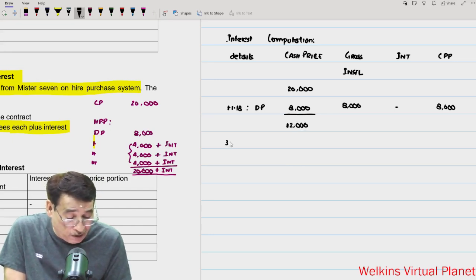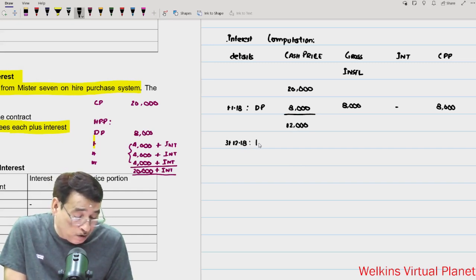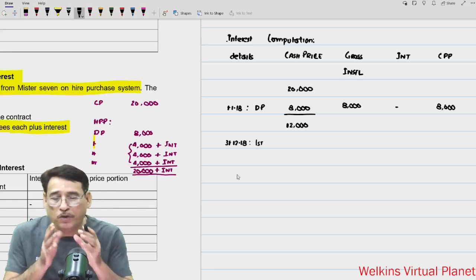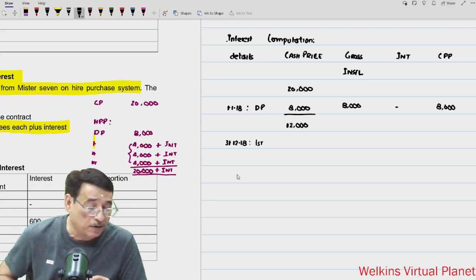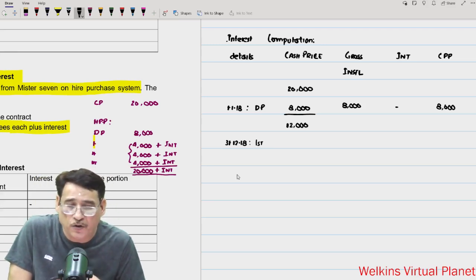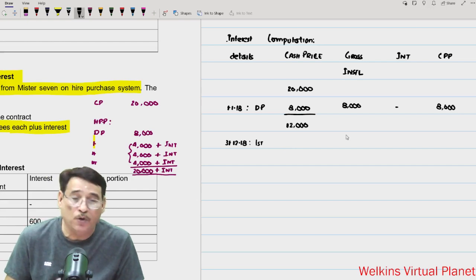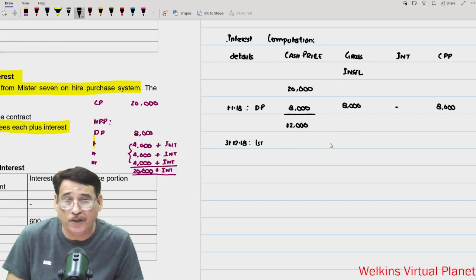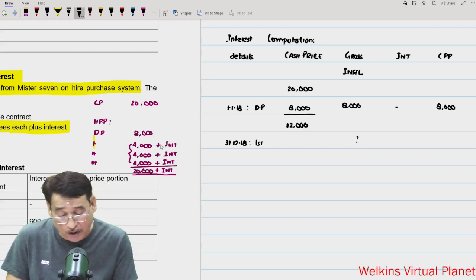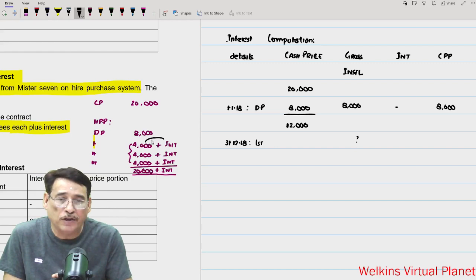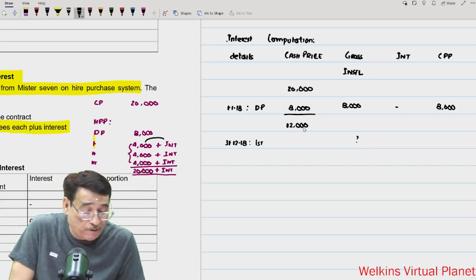Now we will reach the end of the first year, 31st of 12, 2018. And here I am going to write the first installment. Whenever we use the word installment, make it a point, generally it means gross installment. So basically I want to know what is the amount of the gross installment. But the problem is that in this question, we do not have the amount of gross installment. I told you earlier, our first installment is 4,000 plus interest. So I will first have to find out the interest.